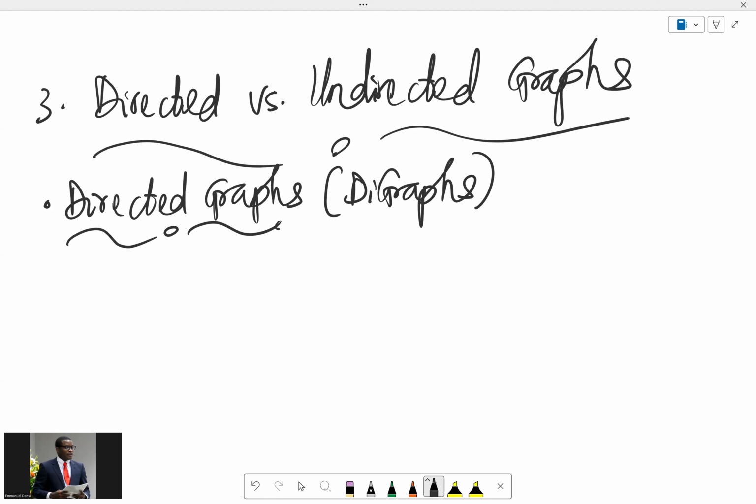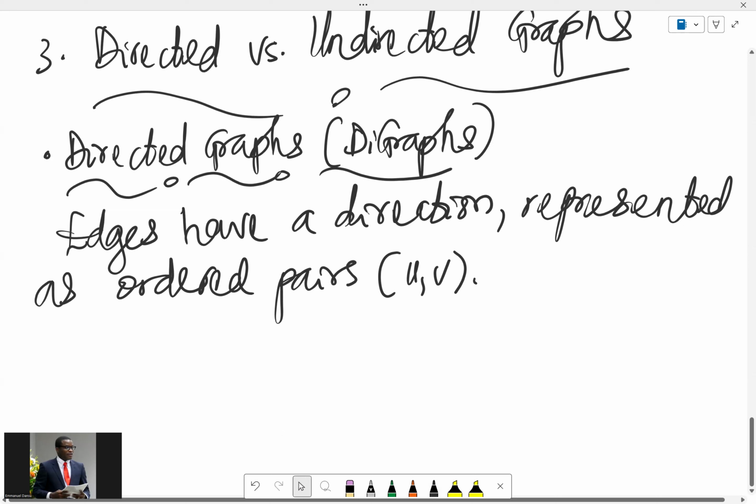The edges have a direction. It reminds me of the idea of vector and scalar quantities. So edges have a direction, represented as ordered pairs, like (U, V). In this case, directed graphs have edges that have a direction represented as ordered pairs. So the edges aren't just joining the vertices, they are following a particular direction.